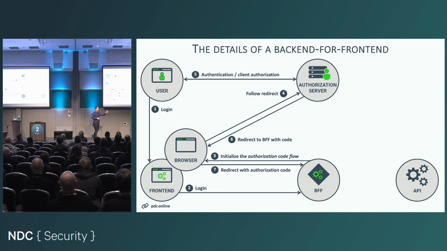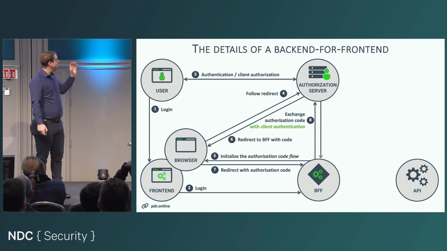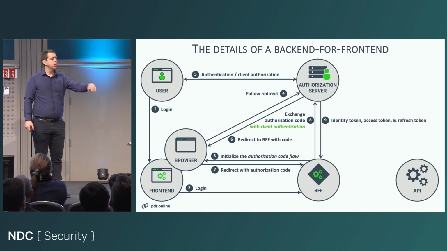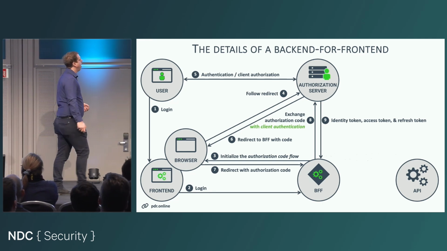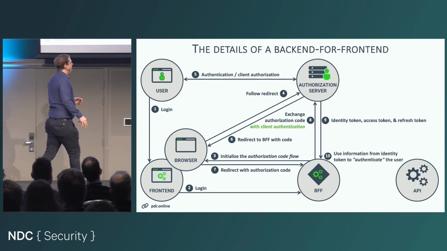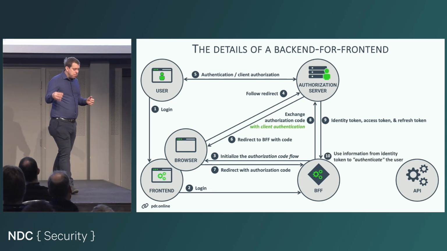And the BFF extracts the authorization code from the URL and will now exchange that code for tokens. And it will go to the authorization server with client authentication, be like, hey, I got this temporary value, the authorization code. What does it mean? And the authorization server is like, oh yeah, that's for Philippe. Here's an access token, a refresh token, and whatever you need. Maybe an identity token, whatever. The BFF can parse the identity token.